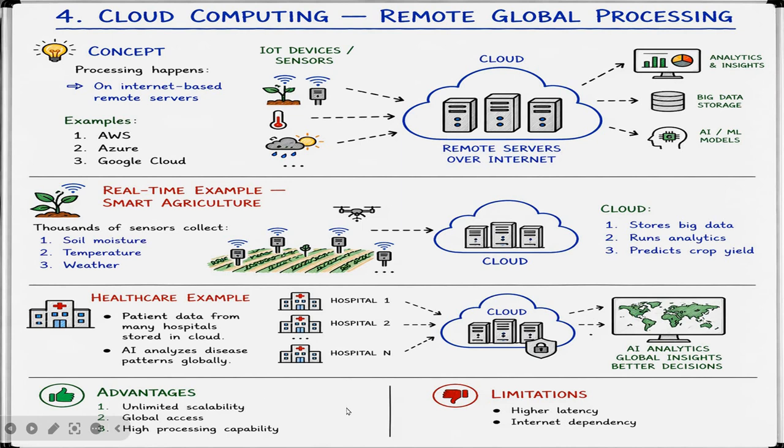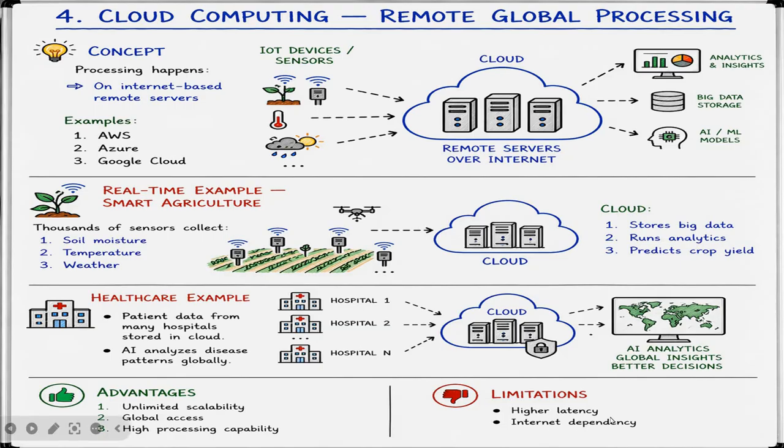And the advantages are unlimited scalability, that is, the cloud can easily handle increasing data and users, and the resources can be expanded anytime. Second is global access, where the data and services are accessible from anywhere via the internet, and it will support remote work and collaboration. And third is high processing capability, where the cloud servers are very powerful and handle complex tasks, and it is suitable for AI, big data and analytics.